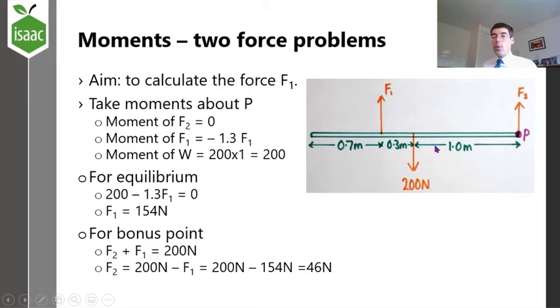It's then quite quick to work out the size of F2 if we wanted to, because F1 and F2 together have to add up to give 200. So that enables you to work out the other force. Notice that this one is bigger than that one, and you'd expect that. This one's nearer the middle of the beam, you would expect it to be carrying a larger share of the weight.